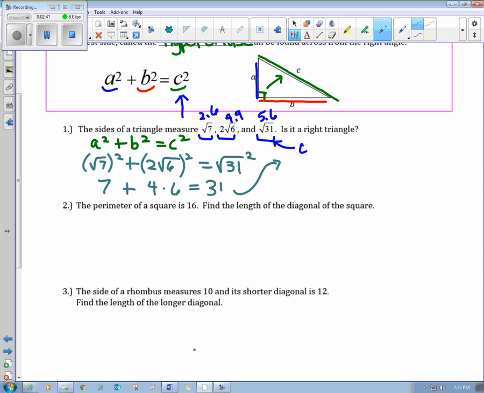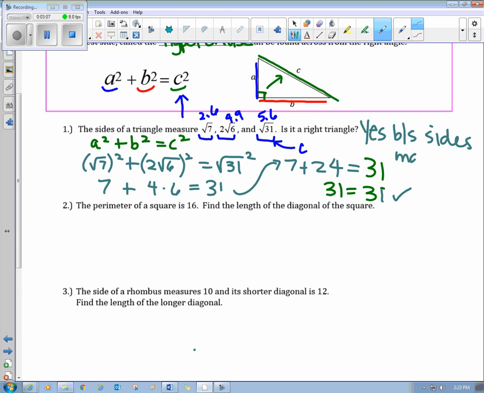So if I add the 7 plus the 24, it does equal that 31. And if I get 31 equals 31, I know that my Pythagorean theorem has worked. Therefore, when they say, is this a right triangle, my answer is yes, because the sides make a squared plus b squared equals c squared true.